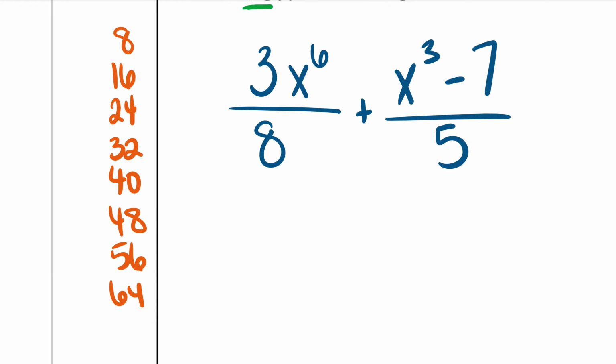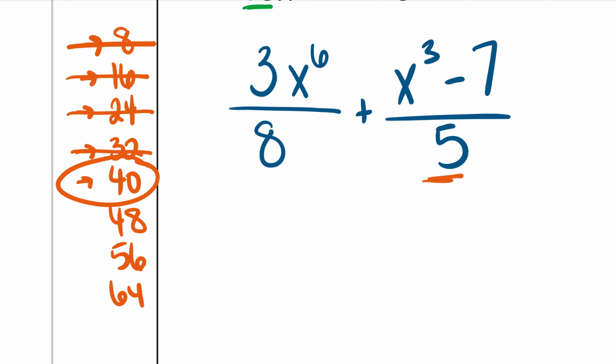Okay, so you start with the lowest number. And I want to see if my other denominator, 5, can go into that number. Okay, can 5 go into 8? No. Cross it off. Can 5 go into 16? No. Can 5 go into 24? No. Can 5 go into 32? No. Can 5 go into 40? Yes. Okay, once you find a number that both numbers can go into, which is 40, that is your common denominator.